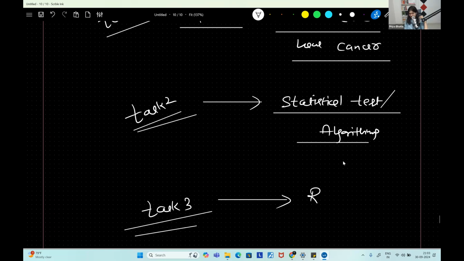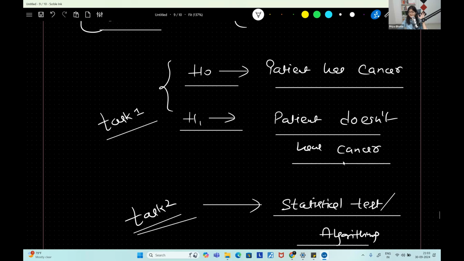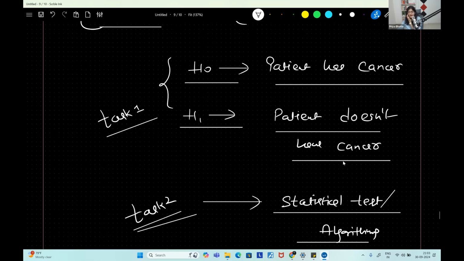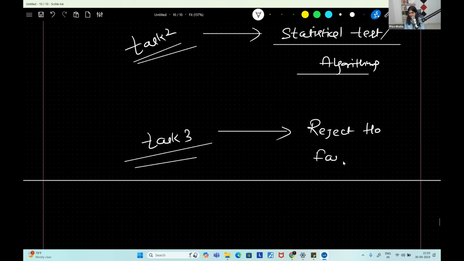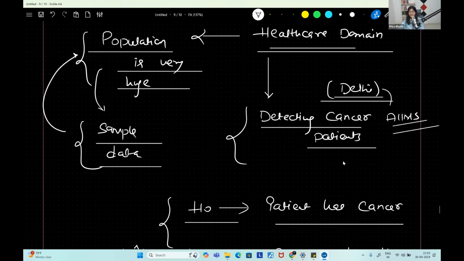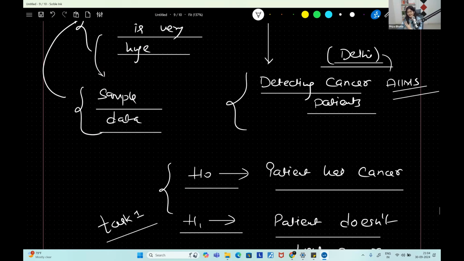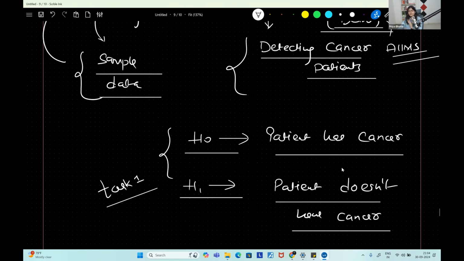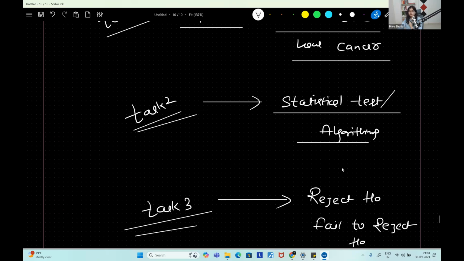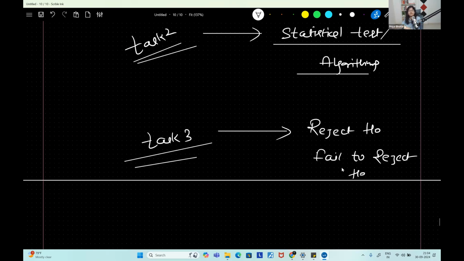And either you will reject the null hypothesis, meaning you will say that, okay, that patient does not have cancer, or you will fail to reject it. When you are saying fail to reject it, it means that the patient has cancer. So in this way, in all the problems, we apply these hypotheses, null and alternate, and we will do some testing, apply some algorithms, do the inferences, and in task three, as per the task two inferences which we are getting, we will make the conclusions of the test that we are doing. That is how in projects things will be done.